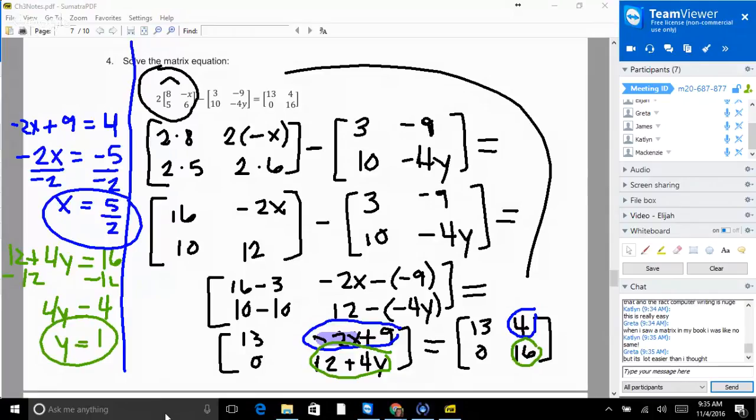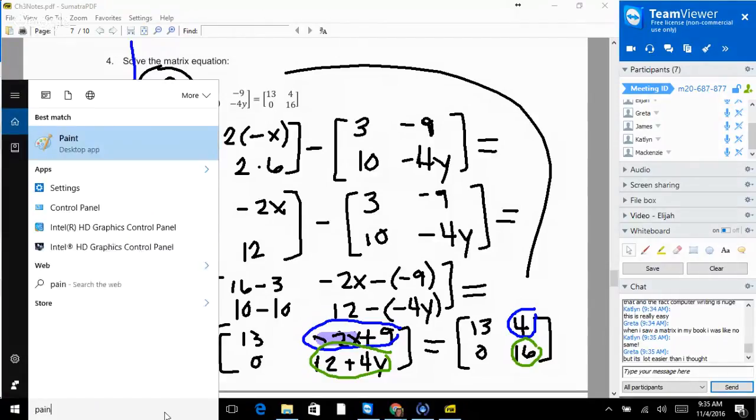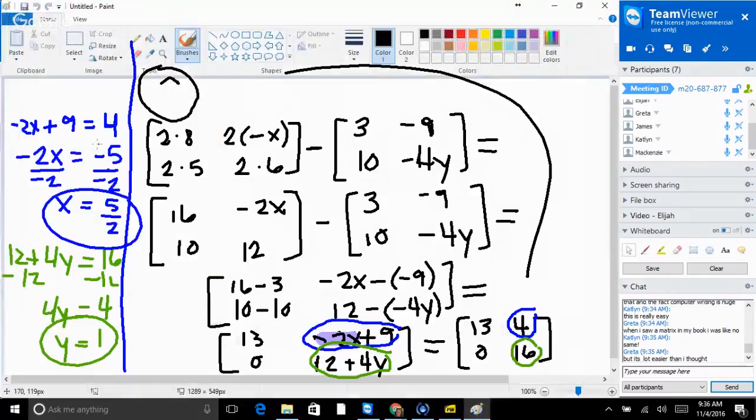So I think what I really need is to take a screenshot of this and post it. And erase all this craziness here.